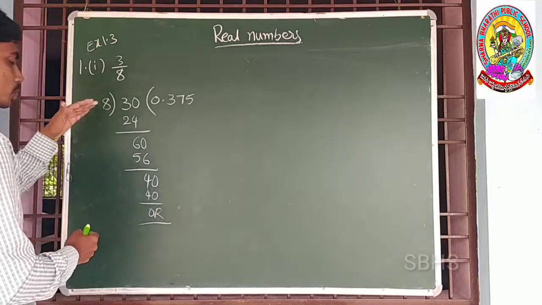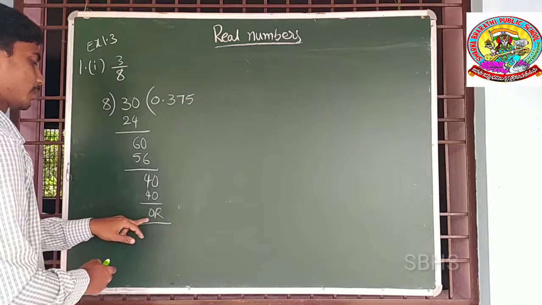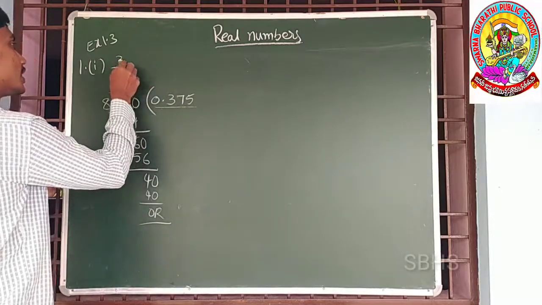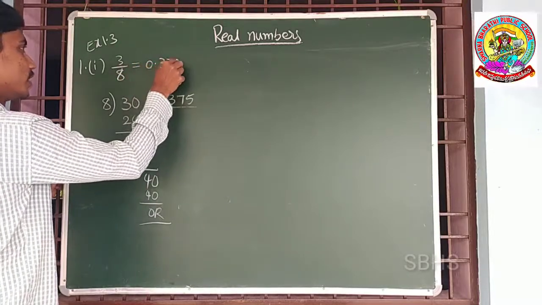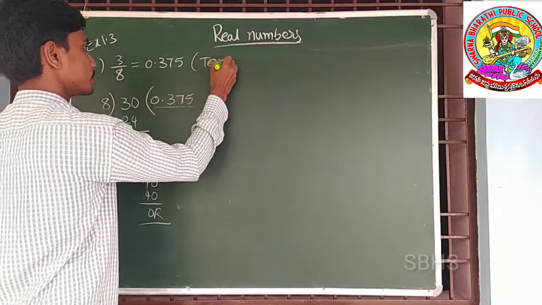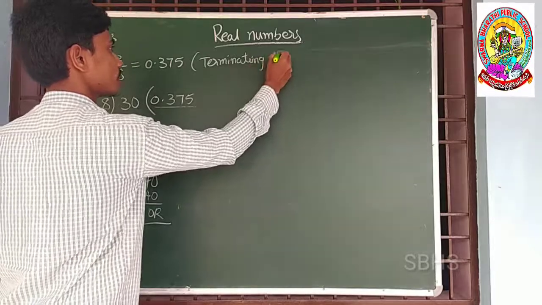It means when you do this continuously, at some point you get the remainder 0, so that is why it is a terminating decimal. So 3 by 8 is equal to 0.375 in decimal expansion. It is a terminating decimal.